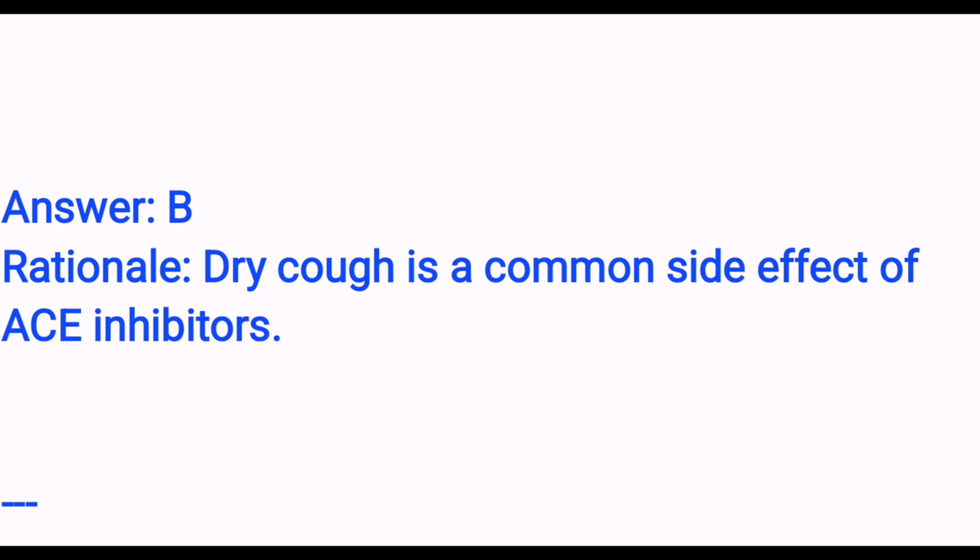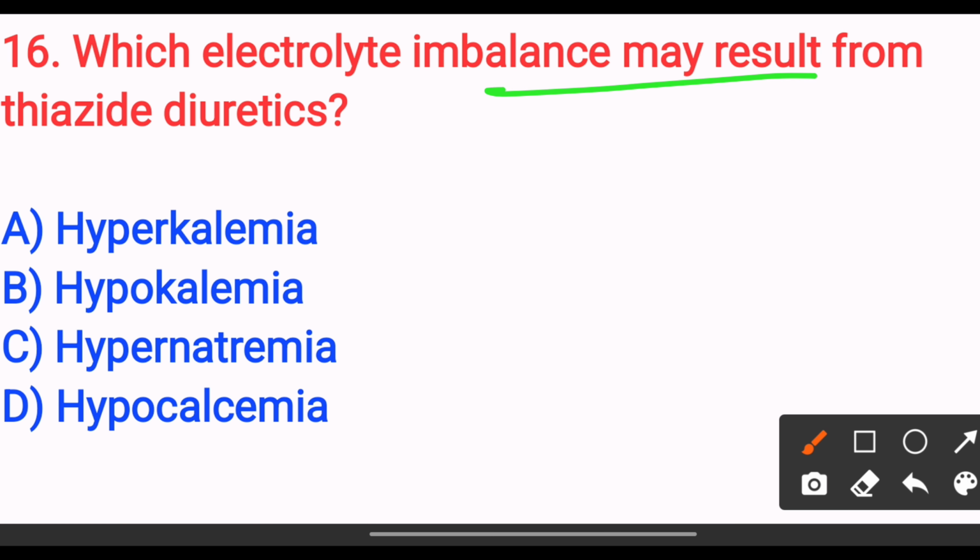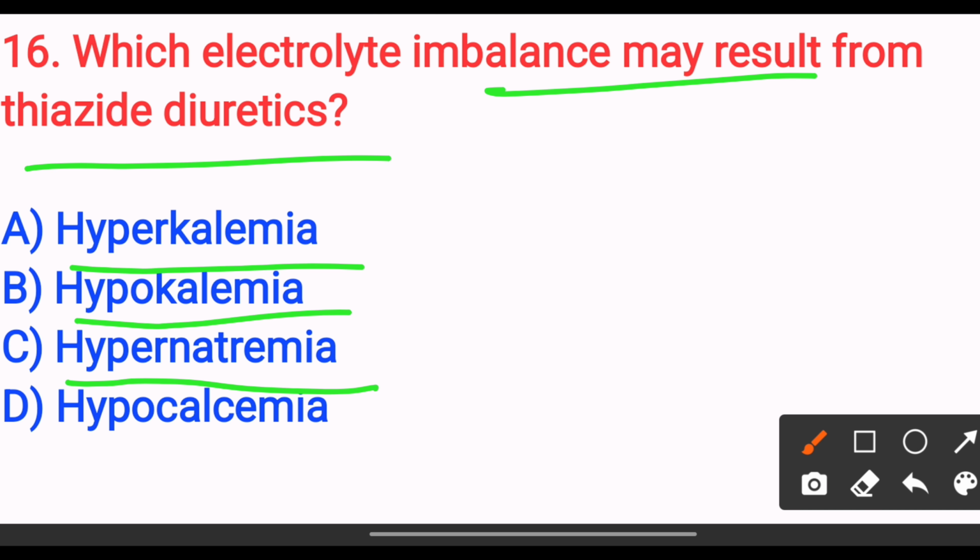Next, which electrolyte imbalance may result from thiazide diuretics? Option A hyperkalemia, option B hypokalemia, option C hypernatremia, option D hypocalcemia. The answer is option B, hypokalemia, because thiazide diuretics cause potassium loss.